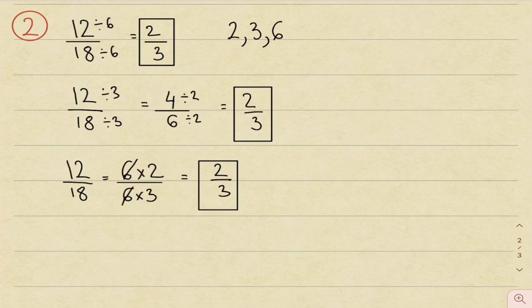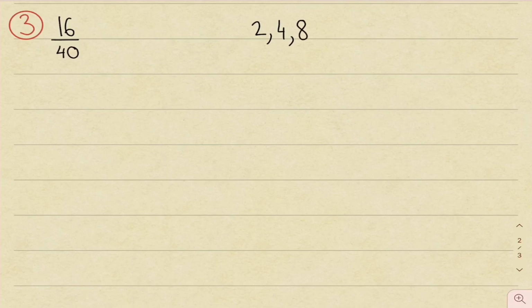Now let me do another example. Example 3. Let's say I have 16 over 40. So now let's find a number that goes into 16 and 40. It can be 2, right? 16 divided by 2 is 8. 40 divided by 2 is 20. What else? It could be 4. It can be 8. And that's it, right? So I'm going to choose 8. That way I don't have to do a lot of steps. So 16 divided by 8 and 40 divided by 8. 16 divided by 8 is 2, and 40 divided by 8 is 5. So the answer is 2 over 5.